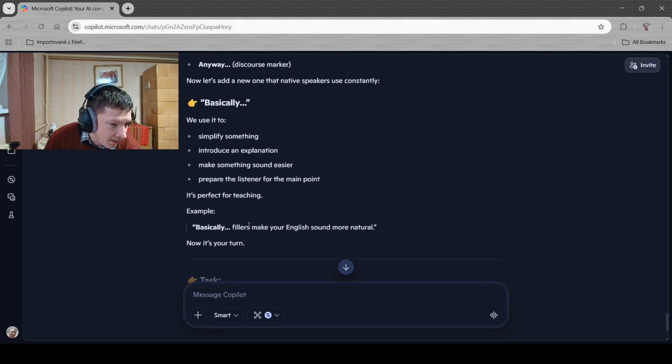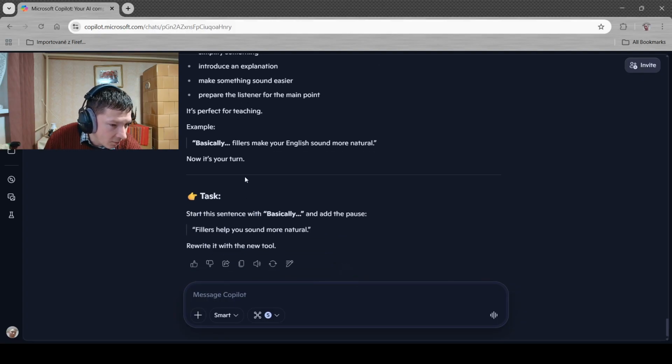Example, basically, fillers make your English sound more natural. Now it's your turn. Start with the sentence with basically and add the pause.